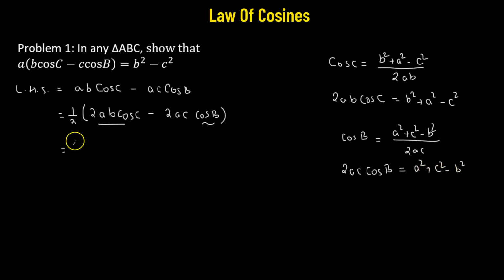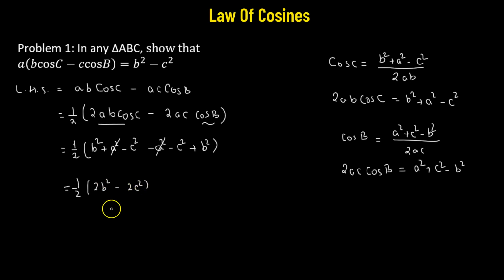So this will be equal to half multiplied to: we have 2ab cosine C, so that's b squared plus a squared minus c squared. And we have negative 2ac cosine B, so that's negative a squared minus c squared plus b squared. So a squared and negative a squared cancel out, and we are now left with half multiplied to 2 times b squared minus 2 times c squared. So we can factor out 2, and we are left with b squared minus c squared, which is the expression on the right hand side, hence proved.